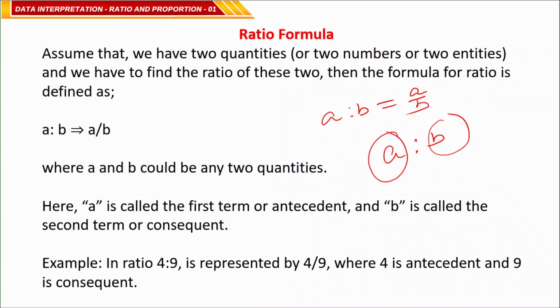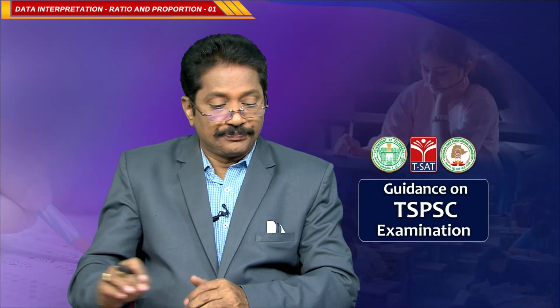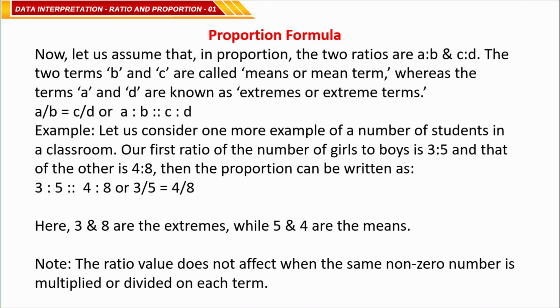Okay. 4:9, for example, we can write as 4/9, correct. So, in 4/9, the first one is the antecedent and the second one is called the consequent. Generally in a fraction, the first one you call the numerator and the second one is the denominator. This is a ratio, no. So, we say one is the antecedent, the other one is the consequent. Is it clear? Okay.